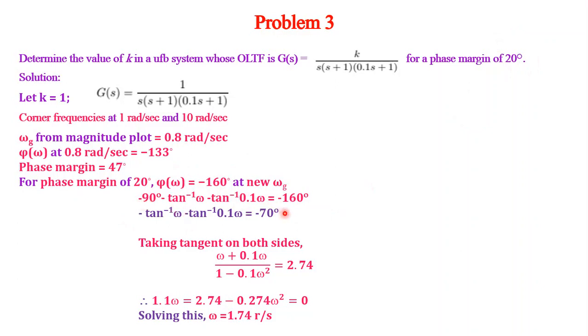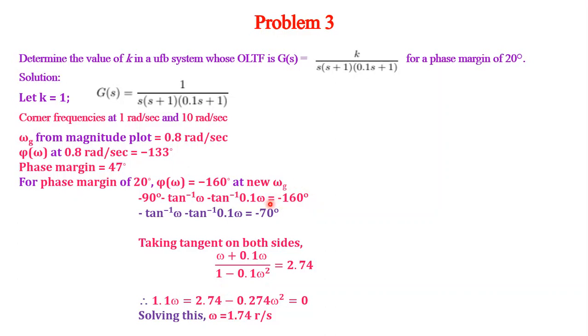So this minus 90, when it is brought to this side, becomes minus 70. Taking tangent on both sides, using the formula tan of a plus b equals tan a plus tan b by 1 minus tan a tan b. Tan 70 is 2.74. So cross multiply, simplify, and we will get this. If you solve this, we will get 1.74 radian per second. Meaning that only at 1.74 radian per second, the phase angle is minus 160.